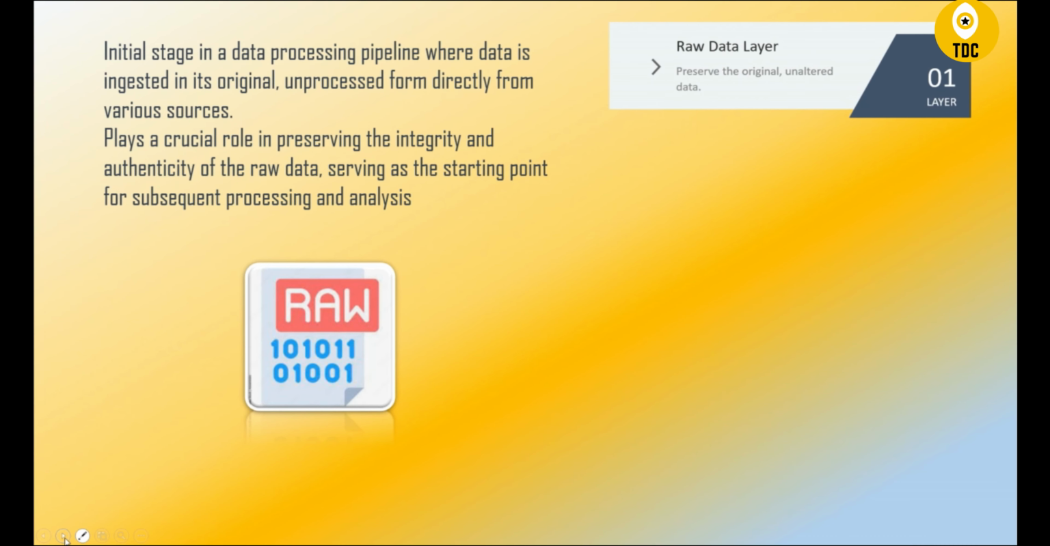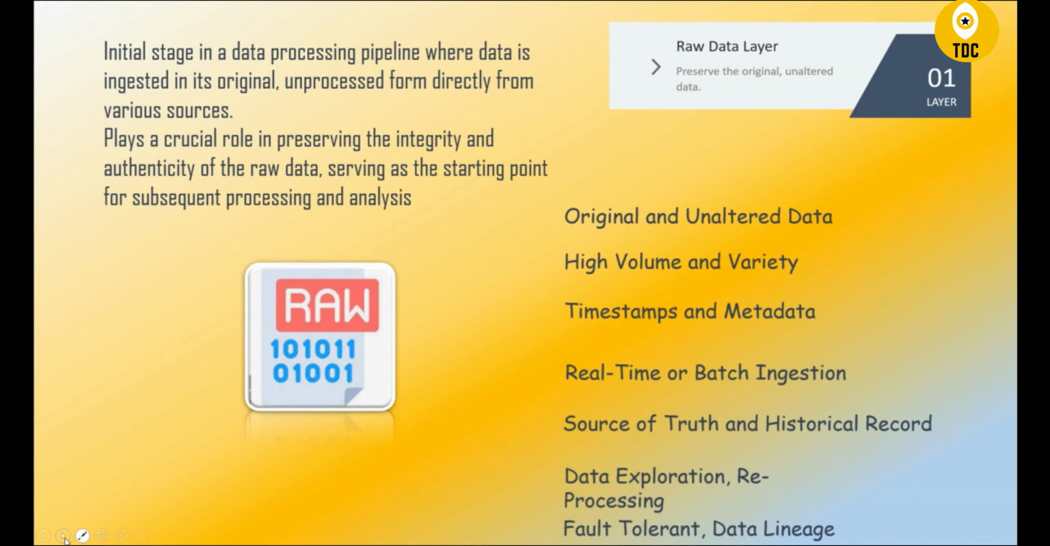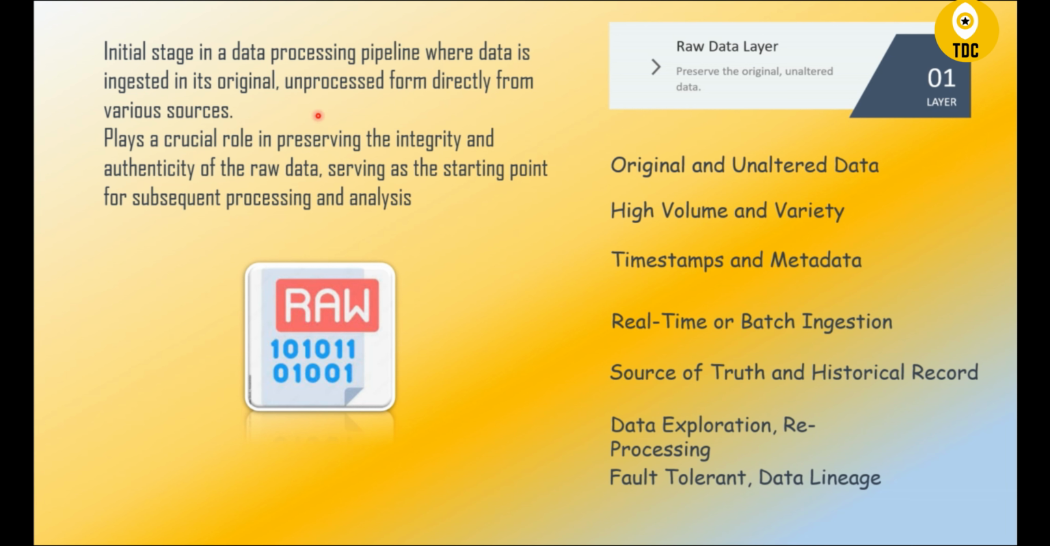So first let's start with the first layer, that is the raw data layer. Here, as you can see, it is the initial stage in the data processing pipeline where data is ingested in its original, unprocessed form directly from the various sources. This plays a very crucial role in preserving the integrity and authenticity of the data, serving as a starting point for the subsequent processes.